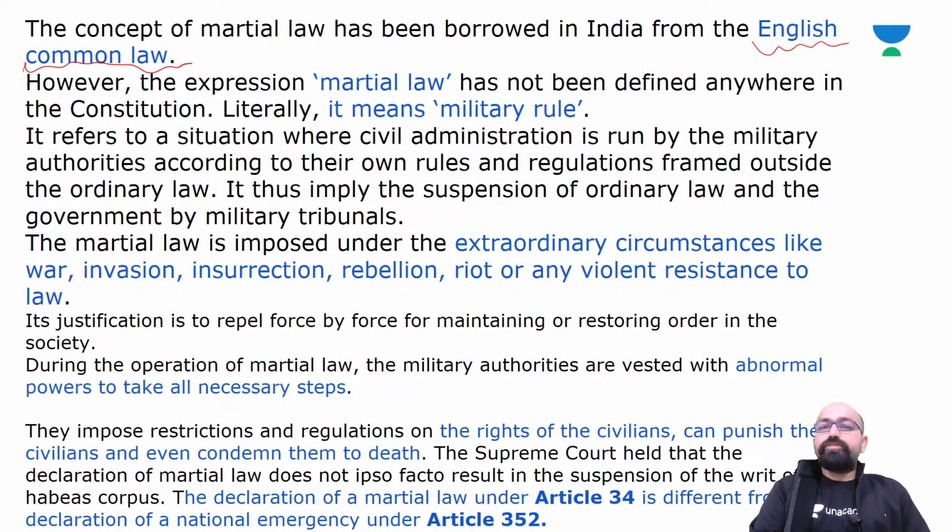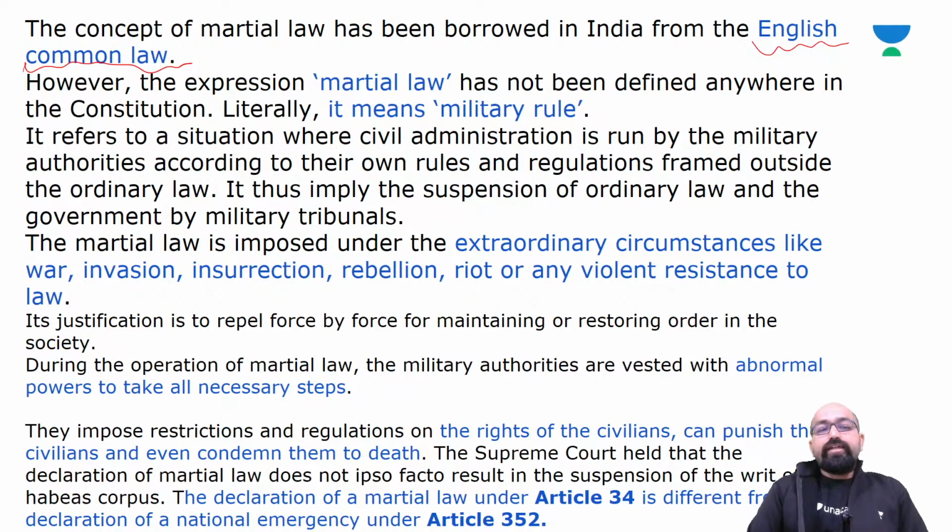Alright. So it means military rule. Martial law means military rule. The martial law, military rule, is imposed under extraordinary circumstances like war, invasion, insurrection, rebellion, riot, or any violent resistance to law. During the operation of martial law, the military authorities are vested with abnormal powers to take all necessary steps.